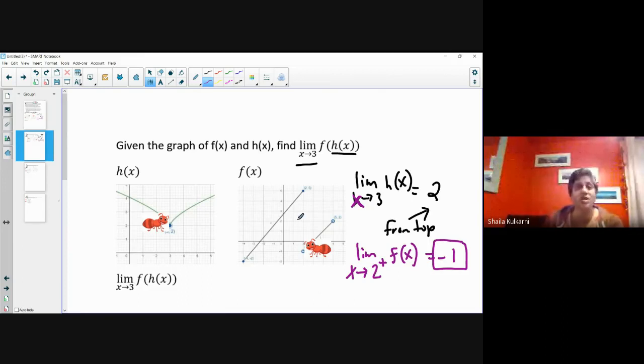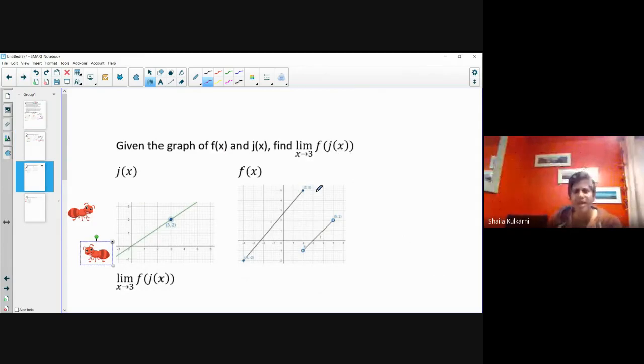Okay, let's see another example. We're going to do 2 more examples. Okay, so here comes our next example. We have the limit as x approaches 3 of f of j of x. So f of j of x, composition function.